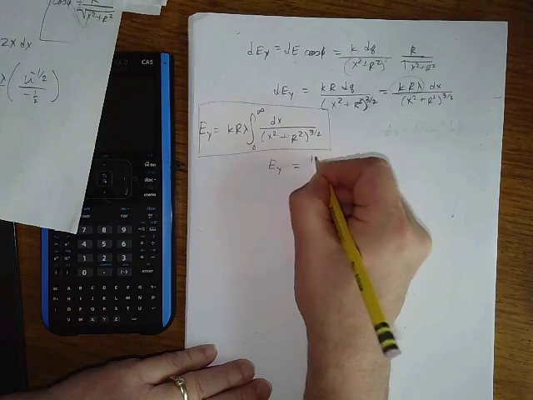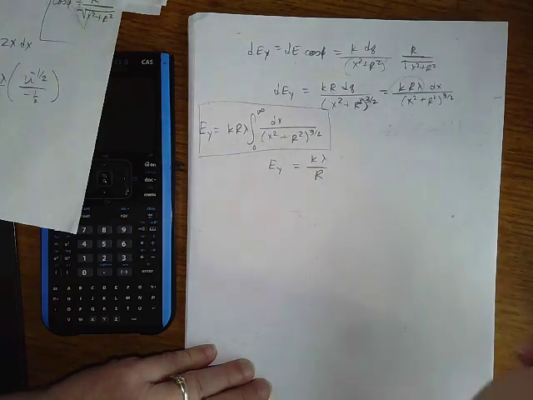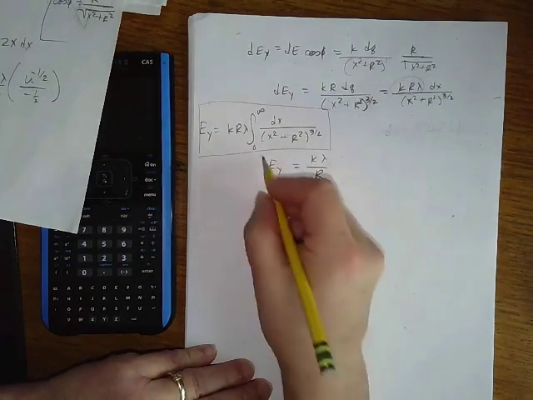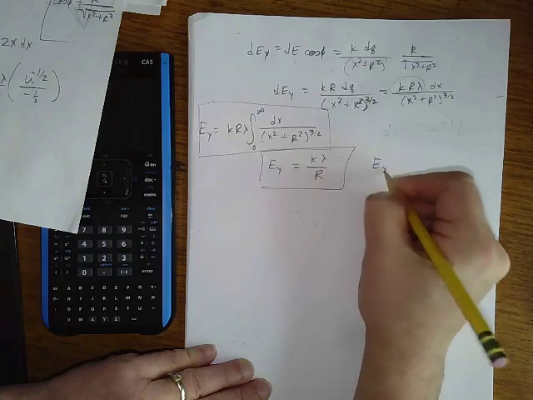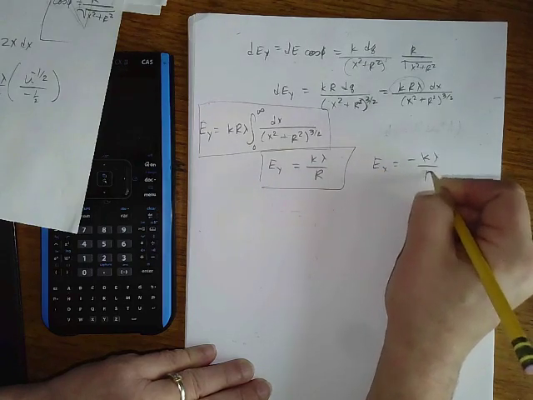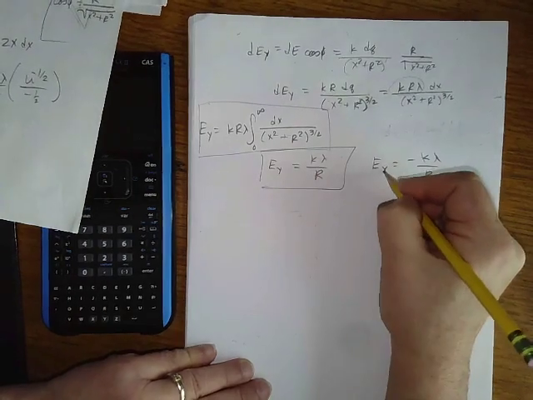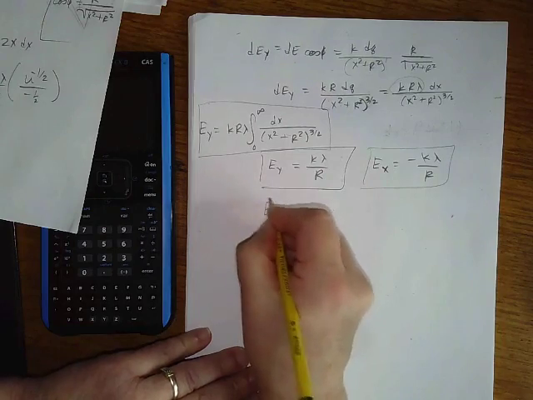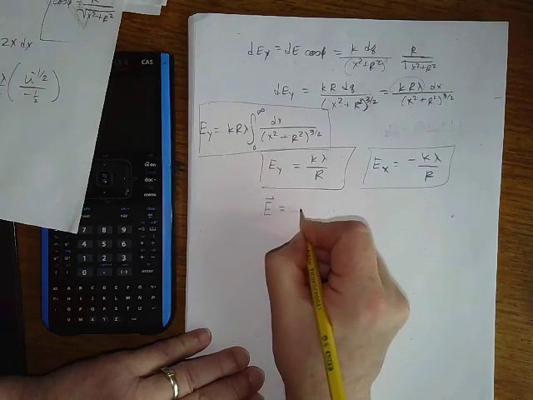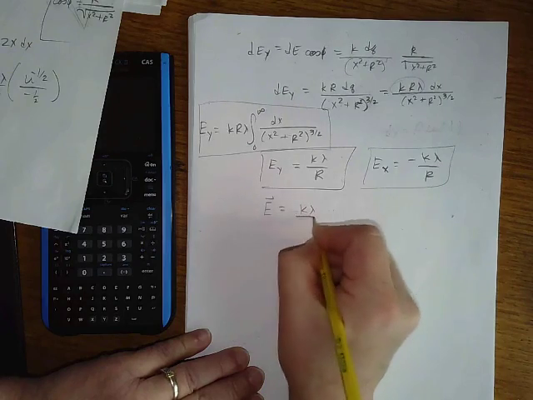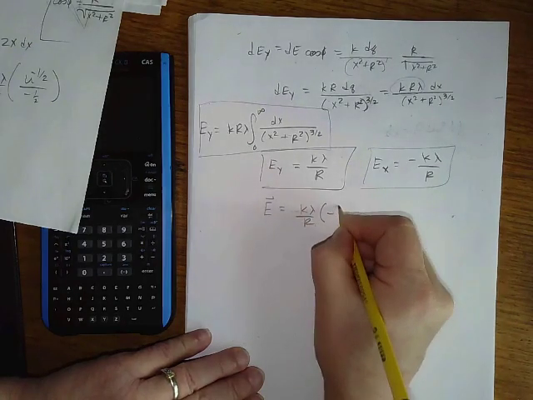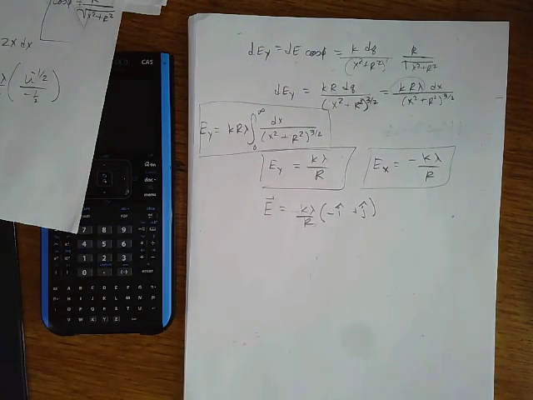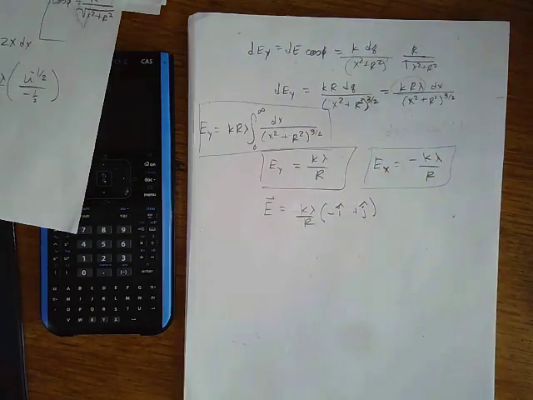We again end up with k lambda over R. So magnitude-wise, it's the same. Remember, E_x was negative k lambda over R. So they're the same size in magnitude, which is kind of strange, but different signs. So the total E then is, I guess, k lambda over R, and its direction is negative i hat plus j hat. Just factoring out the pieces, putting it all together.